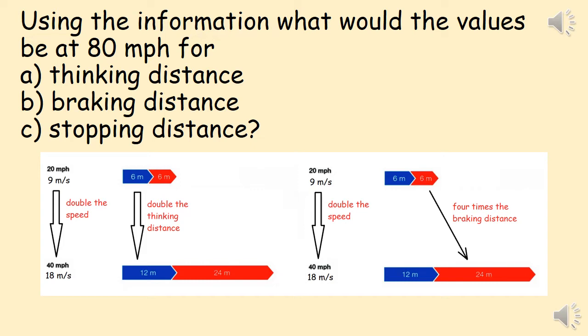So having got that relationship there, and I've repeated the 9 meters a second and 18 meters per second there, what would be your thinking distance, braking distance and overall stopping distance for a vehicle going at 80 miles an hour? Pause the video for a moment and see if you can work out what those would be.